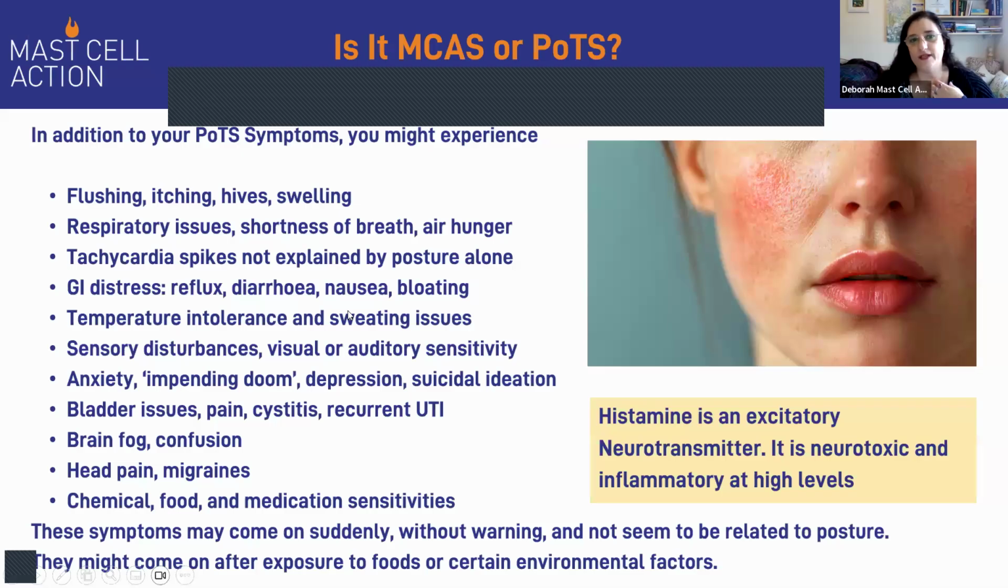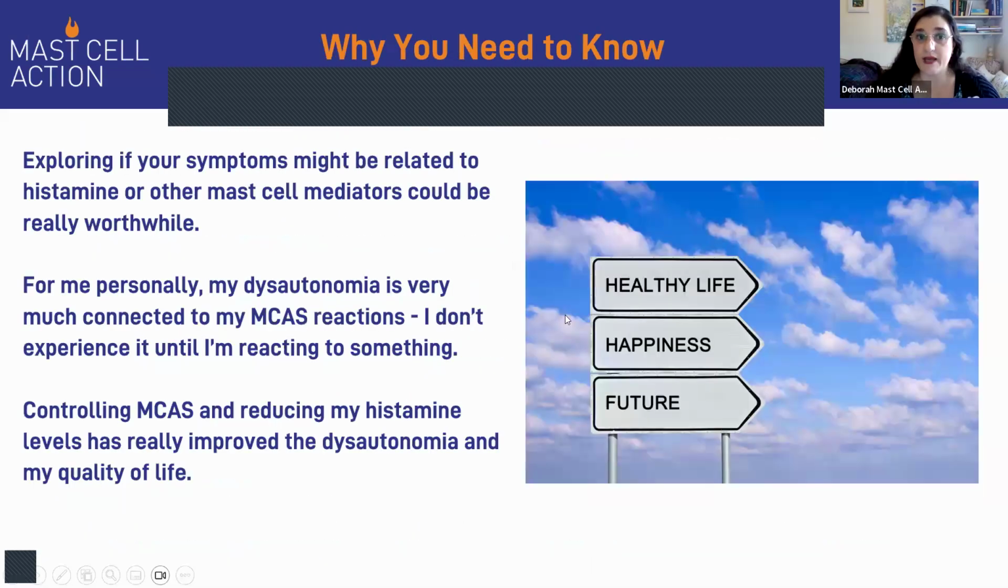It might then be worth considering whether you might have an MCAS picture. And this is so important to consider because, for me, as I said, my dysautonomia is very much connected to my MCAS reactions. Now my MCAS is much better controlled. I don't have the dysautonomia unless I'm triggered by something unexpectedly. I very rarely get a dysautonomia attack. So it's really worth exploring this, because it might be that if you were to address the MCAS side of the picture, your symptoms might improve.